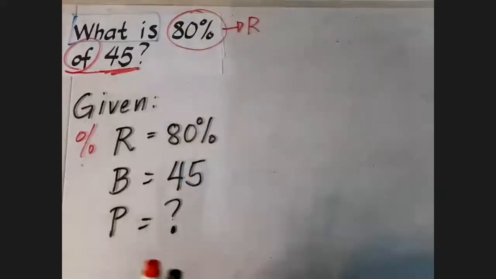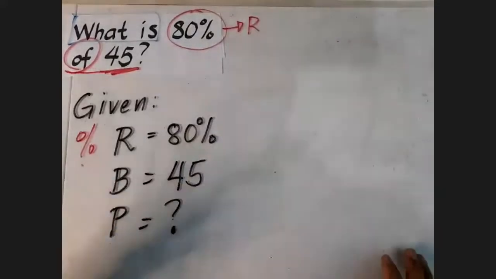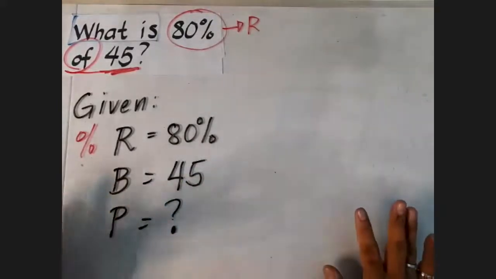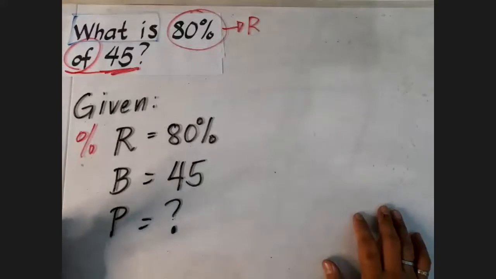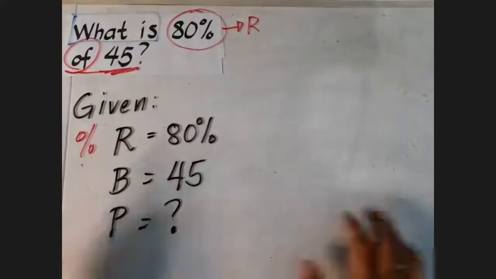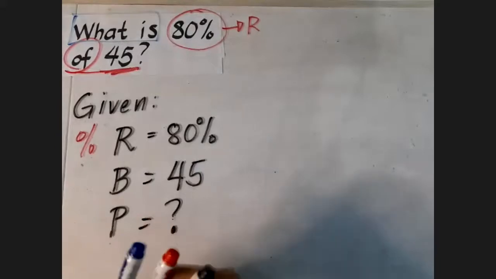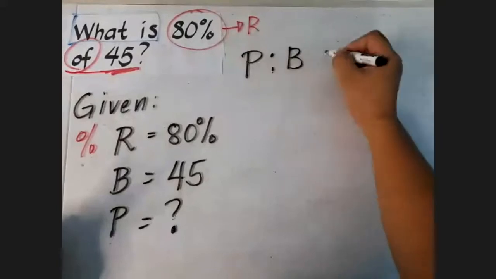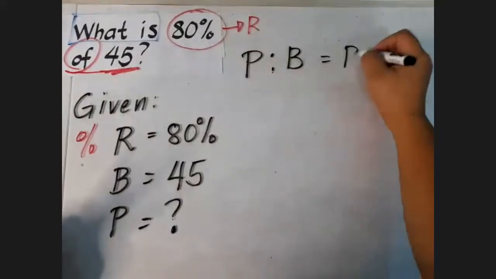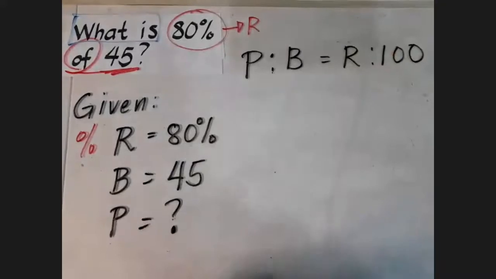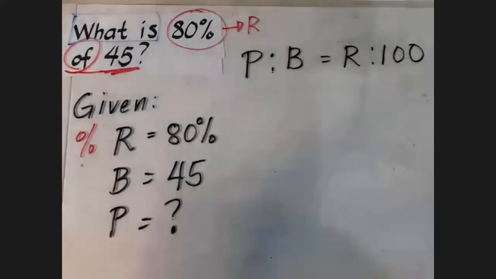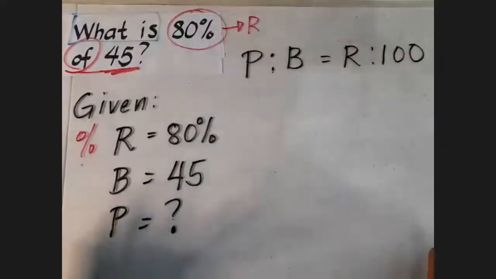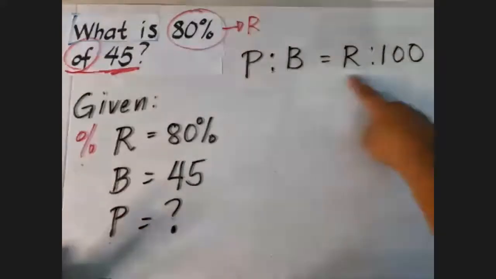To solve this problem, we will use ratio and proportion. Now, tandaan, ang percent problems, lahat ng percent problems ay direct proportion problem. Okay? So, we'll have now our working equation. P is to B equals R is to 100. Okay? So, as you can see, hindi tayo gumamit ng triangle method or yung pyramid method na yan. Ang gagamitin lang natin sa lahat ng problems na ipipresent ko sa inyo ay itong equation na ito.